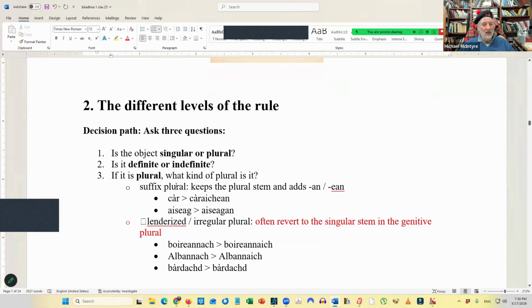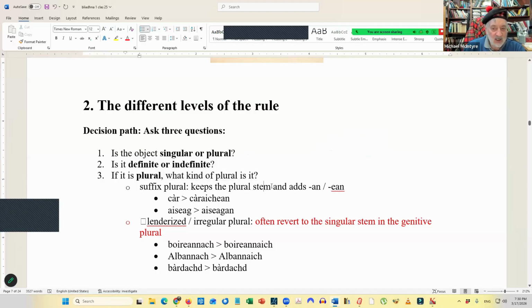We have a decision path for this particular usage. Right here I'm talking about the object of the verbal noun, the thing being worked upon by what in English would be the verb. So we ask: is it singular or plural? Is it definite or indefinite? And if it's plural, what kind of plural is it?